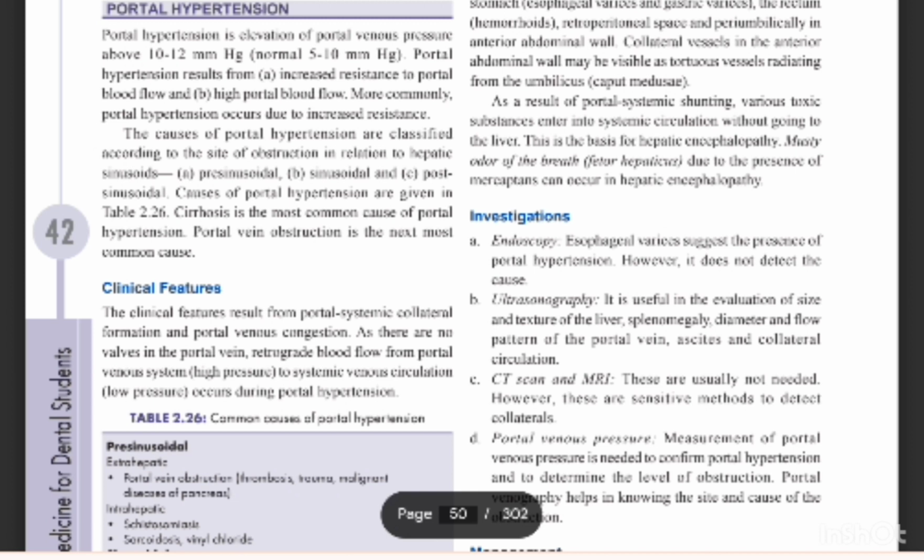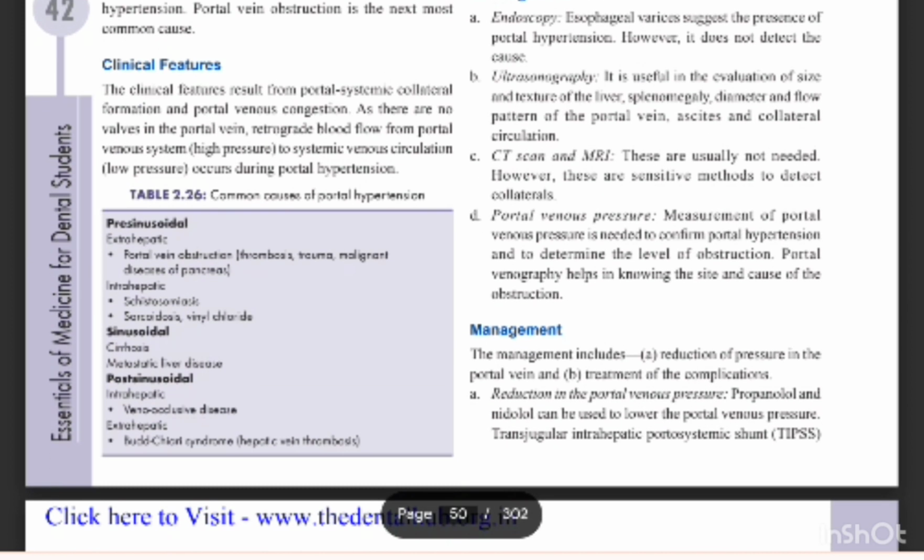Then, according to what kind of obstructions are there, we have classified it into three. Portal hypertension could be pre-sinusoidal, sinusoidal, and post-sinusoidal. Okay, so there is portal vein obstruction. Now, the portal vein can be obstructed by thrombus, trauma, malignancy, and malignant disease of pancreas.